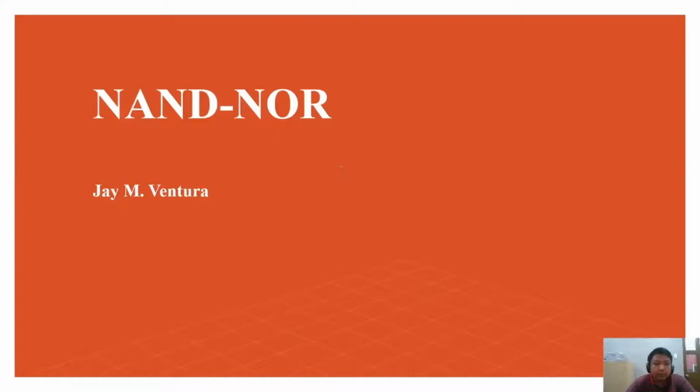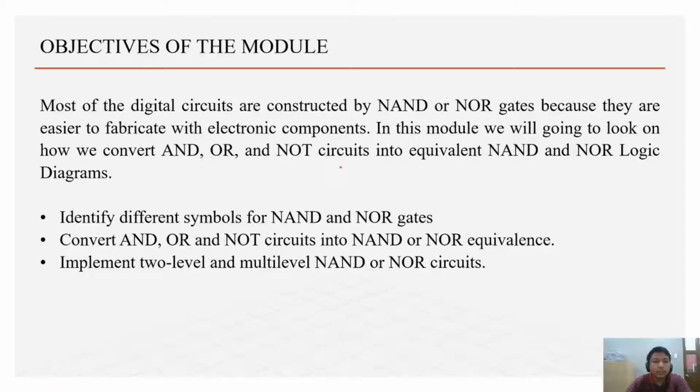In this video, we are going to discuss NAND and NOR implementations of Boolean functions. Most of the digital circuits are constructed by NAND or NOR gates. This is because the NAND and NOR gates are easier to fabricate with electronic components. In this module, we are going to look at how we can convert AND, OR, and NOT circuits into equivalent NAND and NOR logic diagrams.